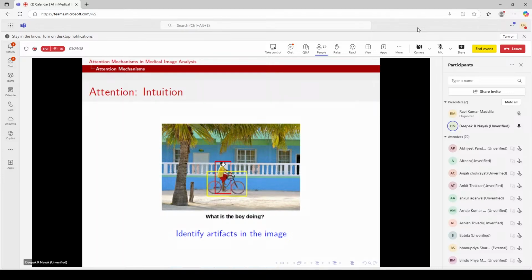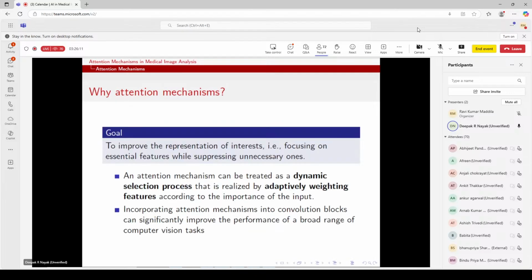That means if you choose any two particular patches or regions from this part, you can say that there is a high attention between these regions. And if you choose other regions, then there will be low attention, right? If you compare this particular region with the other one. So it's automatic in the human visual system that when we see something, we usually focus only on the important parts, and we ignore the other parts. And that is the major goal in attention mechanisms.